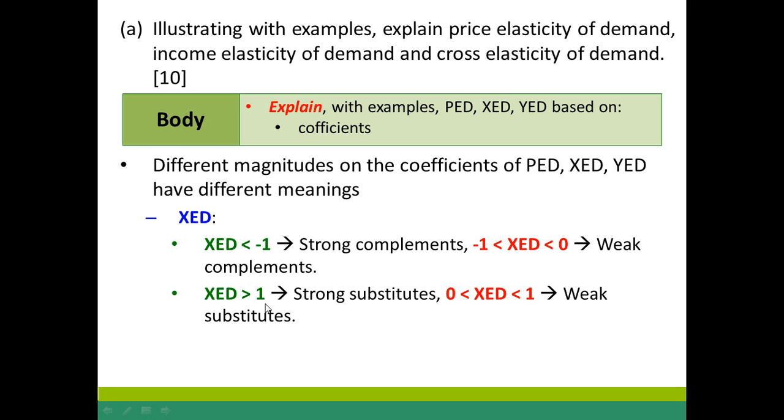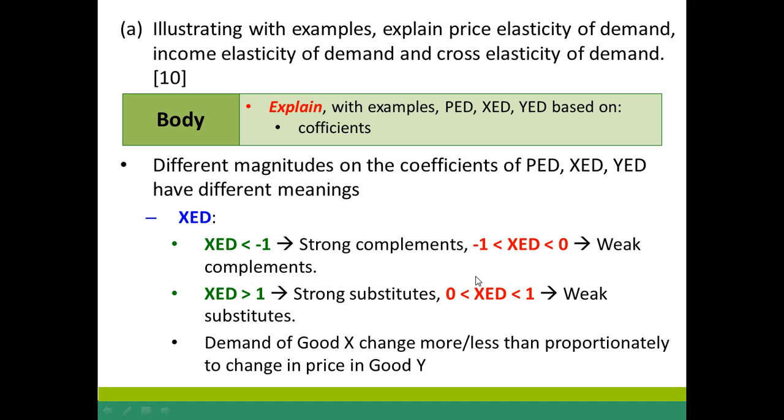Similarly, when it is XED greater than 1, we call the two goods strong substitutes, because they are either very similar to each other, or they are regarded as almost identical to each other. So they are strong substitutes. Okay. If XED is from 0 to 1, then these are weak substitutes. Okay. So the key thing here is this. We are interested in whether the demand for good X, okay, which is the good in question, the good that we are interested in, whether it changes more than or less than proportionately due to a change in price of the other related good Y. Okay.